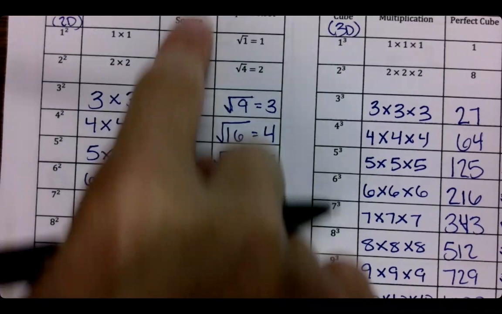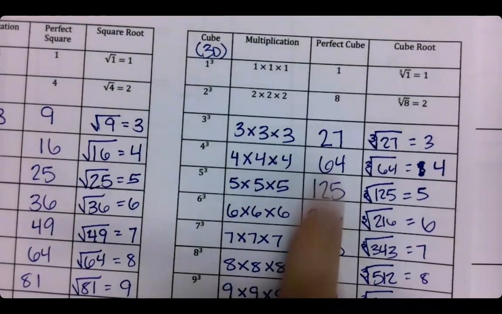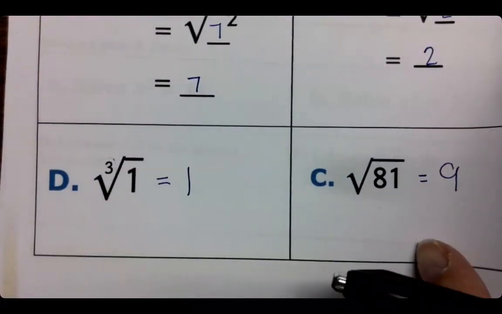Okay? And again, all I'm doing is trying to look at my list. Am I doing a square or am I doing a cube? It's kind of the big thing that you got to figure out with this. Which one are you trying to find?